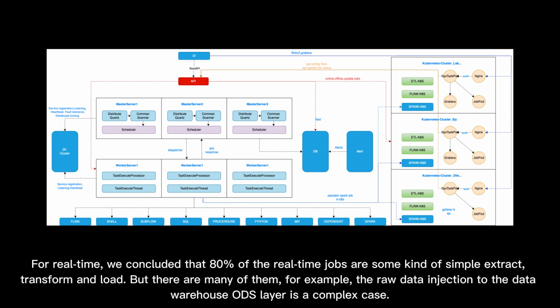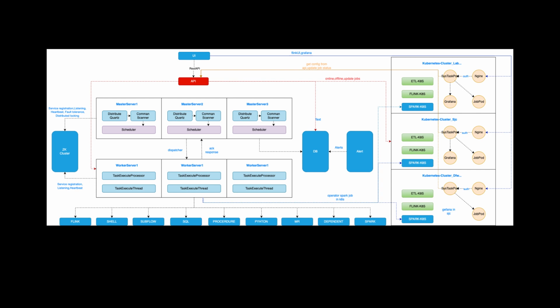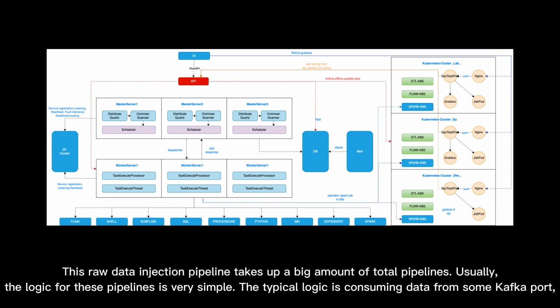For real-time, we concluded that 80% of the real-time jobs are some kind of simple extract, transform, and load. But there are many of them. For example, the raw data ingestion to the data warehouse ODS layer is a typical case. This raw data ingestion pipeline takes up a big amount of total pipelines. Usually, the logic for these pipelines is very simple. The typical logic is consuming data from some Kafka topic.